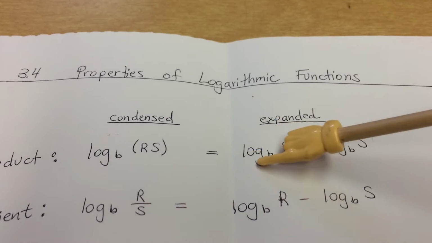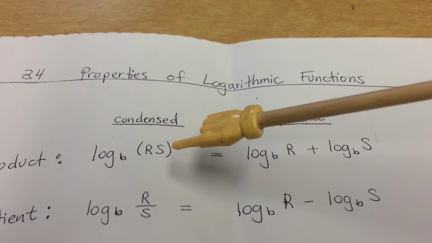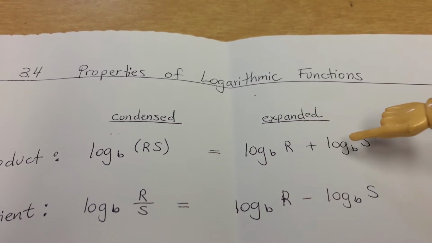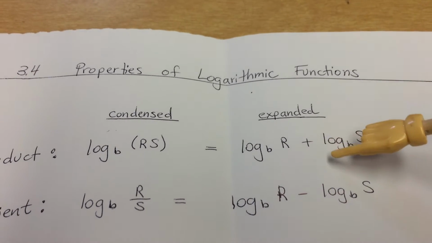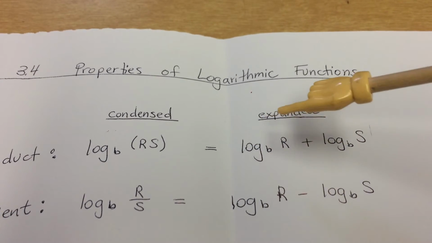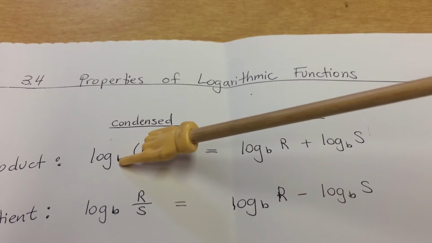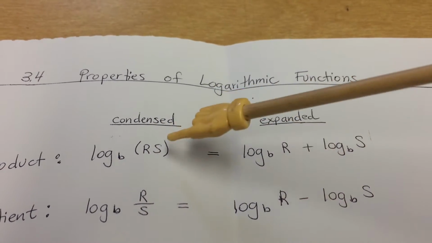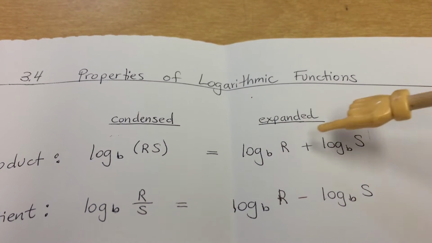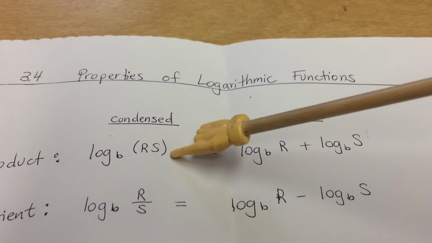Now if we go in the direction of condensing, what you're basically going to do is take this log base b and factor it out. Both of them have that in common, so you write it once, and then the plus turns into multiplication. So then you would put that together, and that's how you would condense it going that direction.